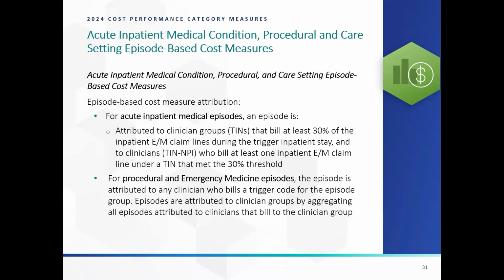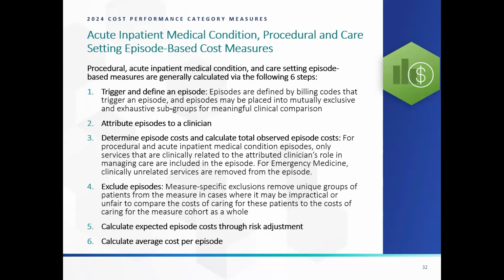Next slide, please. Acute inpatient, procedural, and care setting cost measures are calculated via the following steps. So first we have the trigger, and we define the episode. Episodes are generally defined by the billing codes that trigger an episode, and episodes may be placed into mutually exclusive and exhaustive subgroups for meaningful comparison.